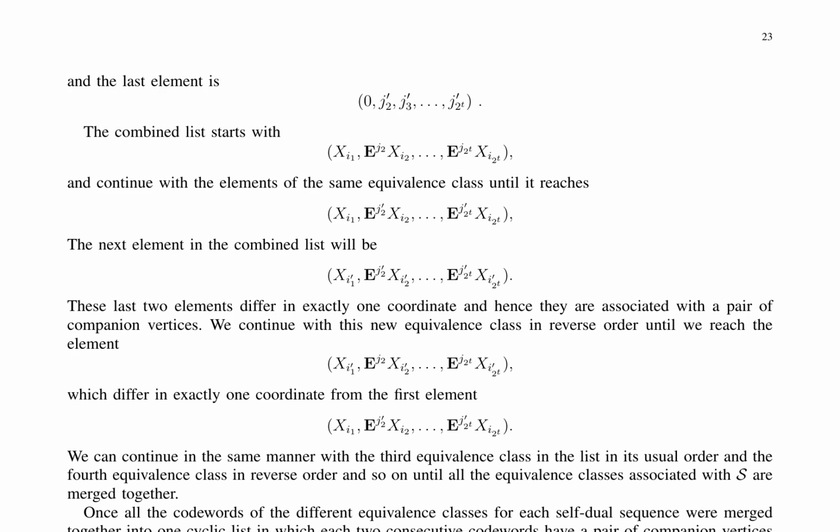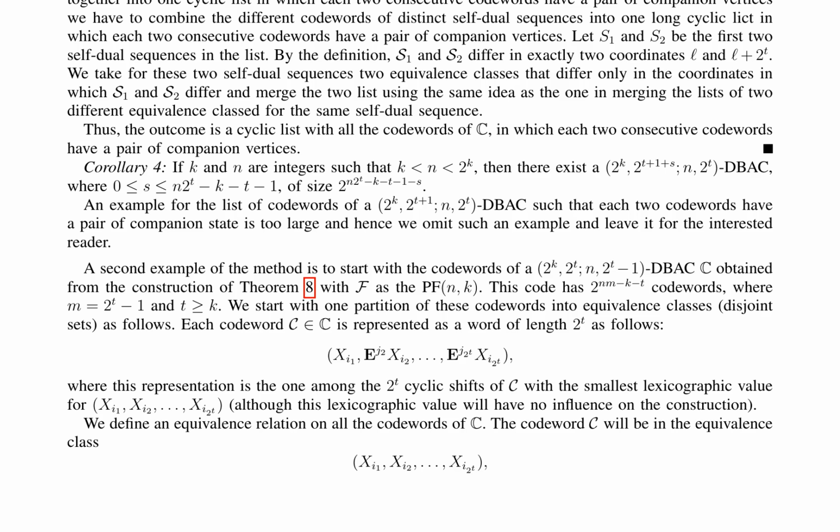only in one coordinate. This means that each equivalence class consists of codewords that can be transformed into each other by applying a sequence of transpositions of coordinates. To merge the lists of two different equivalence classes for the same self-dual sequence, the lists are combined in a specific order. The first element of the first list is followed by the last element of the second list, then the second element of the first list is followed by the second last element of the second list, and so on. This process continues until all elements from both lists are combined, resulting in a new cyclic list where each two consecutive codewords have a pair of companion vertices.